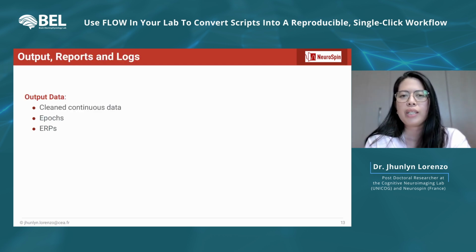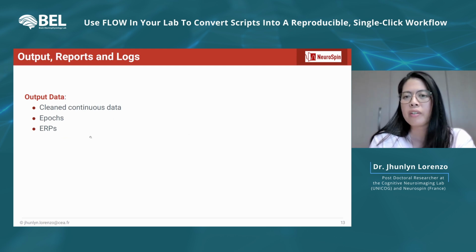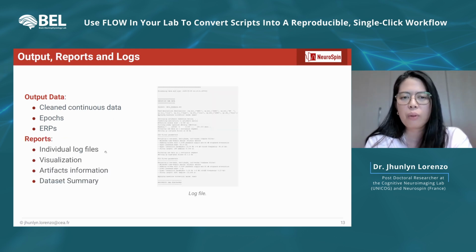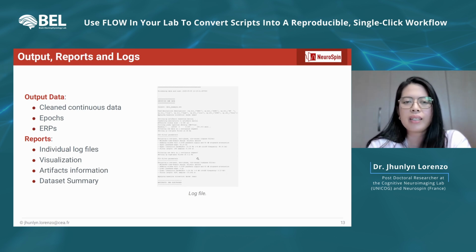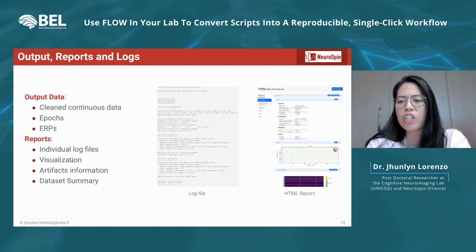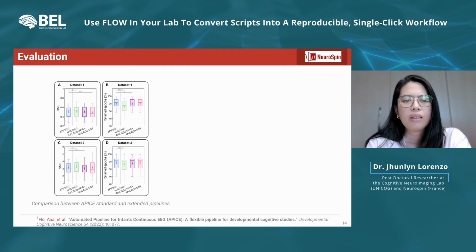And lastly, we continue with the computation of average response, and at the end, we give the final output, such as the clean continuous data, the epochs, and the averages. We also give the individual log files in order for the user to see the step-by-step process and to check in which type of artifacts are contaminating the data. And we also give an HTML report for visualization and quality checks. It also includes some artifact information and data summary.